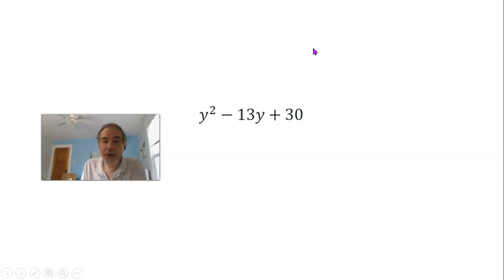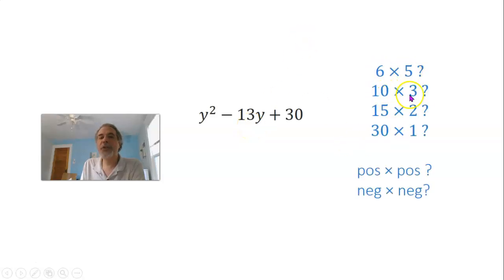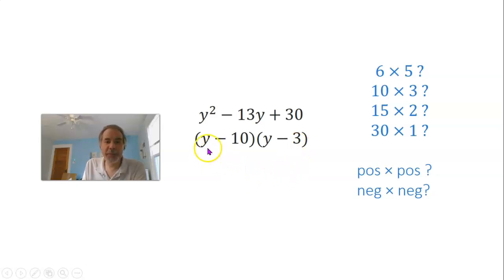How about this one? Y squared minus 13y plus 30. We need numbers that multiply to 30 and add up to negative 13. The numbers that multiply to 30, well, there are several possibilities, and they could be either a positive times a positive or a negative times a negative. But can you see which one of these possibilities add up to negative 13? Right, it would be a negative 10 and a negative 3. So we need y minus 10 times y minus 3. Always check by multiplying it out. Y squared minus 3y minus 10y, so there's your minus 13y, plus 30.